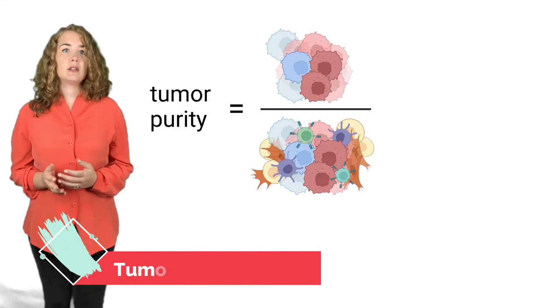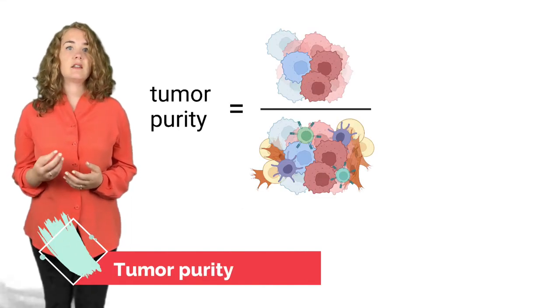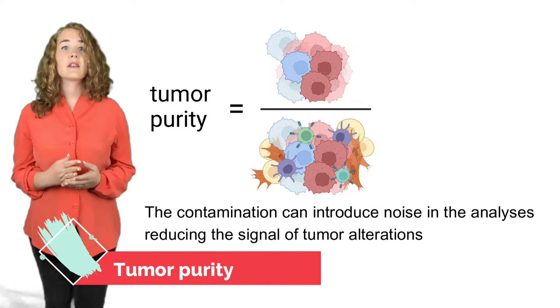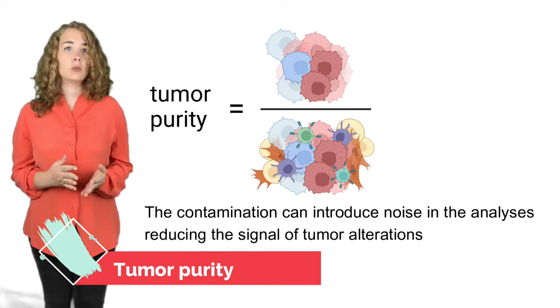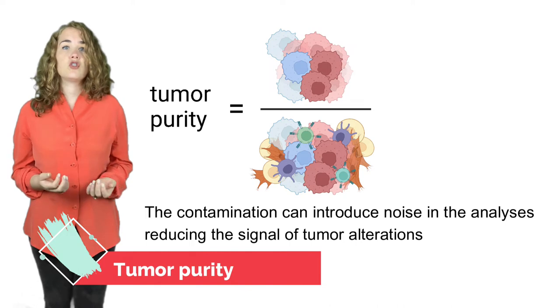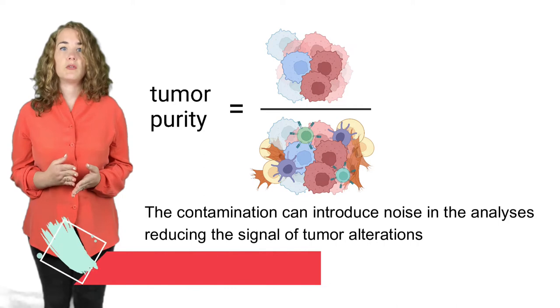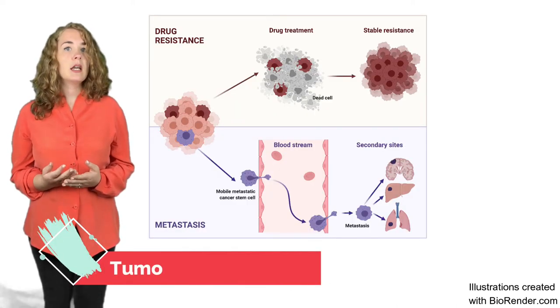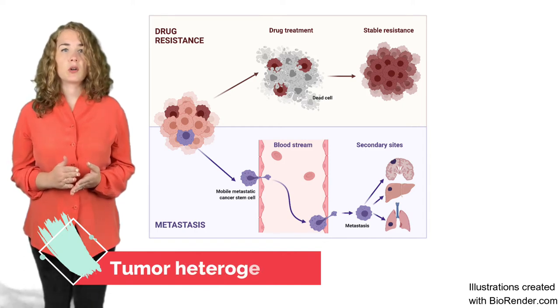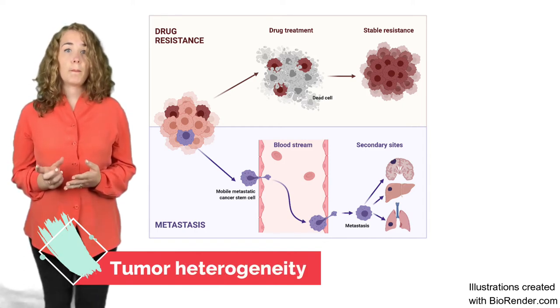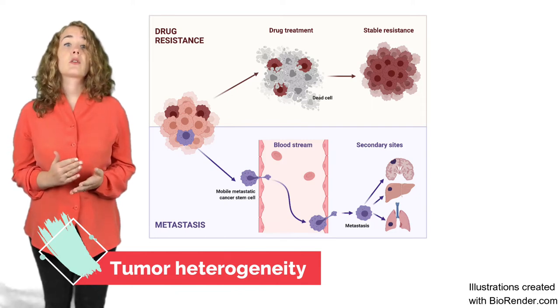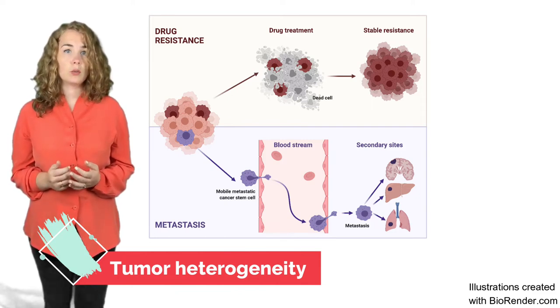Estimating the tumor purity, that is the fraction of cancer cells in these heterogeneous samples, is crucial, as the contamination of normal cells in tumor tissue can introduce noise in genomic analysis, reducing the signal of tumor alterations, which become more difficult to detect. Moreover, often within the same tumor mass, there could be more than one population of tumor cells. Even a mutation present only in a tiny fraction of cells could be responsible for drug resistance or relapse if it is conferring a selective advantage to the tumor.